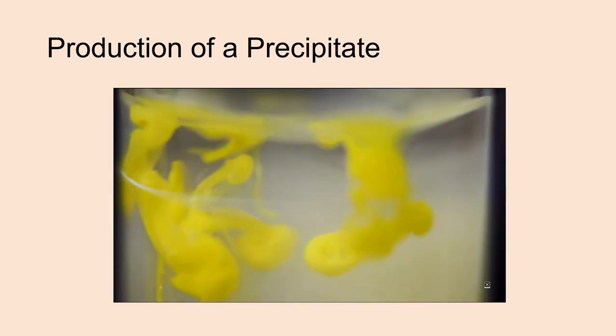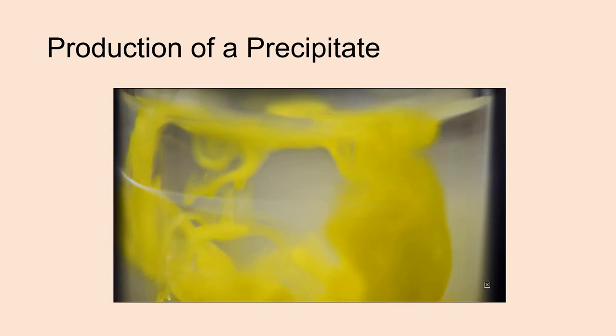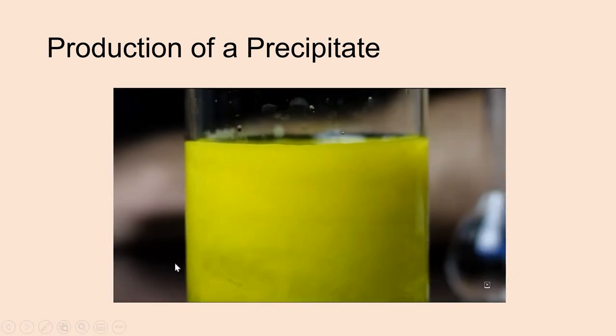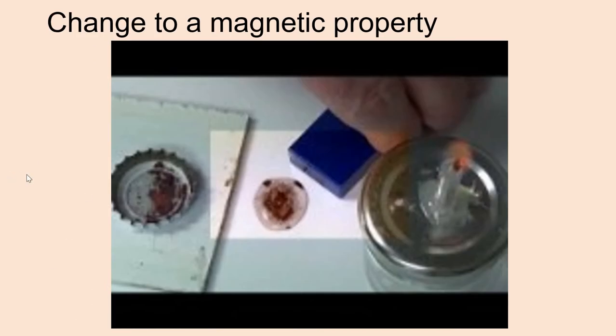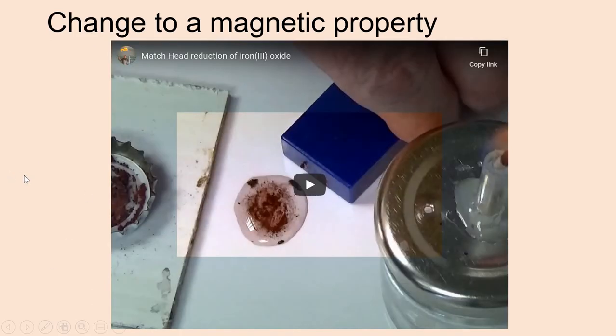The solutions are made using water as the medium for dissolving ionic compounds such as salt, sodium chloride, or silver nitrate and potassium thiocyanate. Okay, another thing that may happen when you have a chemical reaction is the magnetic properties may change. So something that was magnetic may no longer be magnetic, or vice versa.